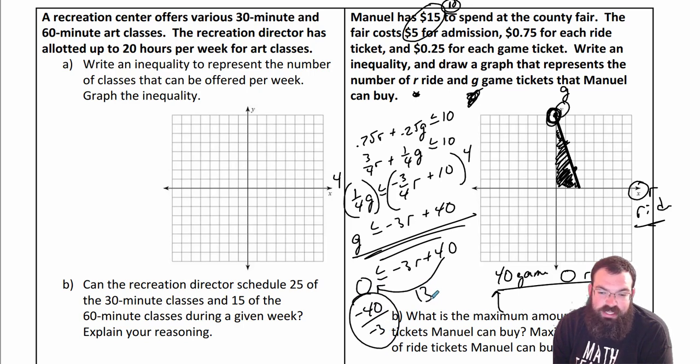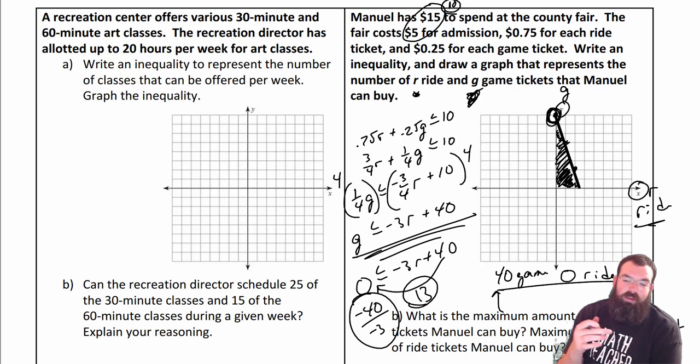So it's like 13. That is how much he can buy. About 13 ride tickets. And then 0 game tickets. So you can buy 13 ride, 0 game. Or you can buy 40 game and 0 ride and have a fun day at the county fair.